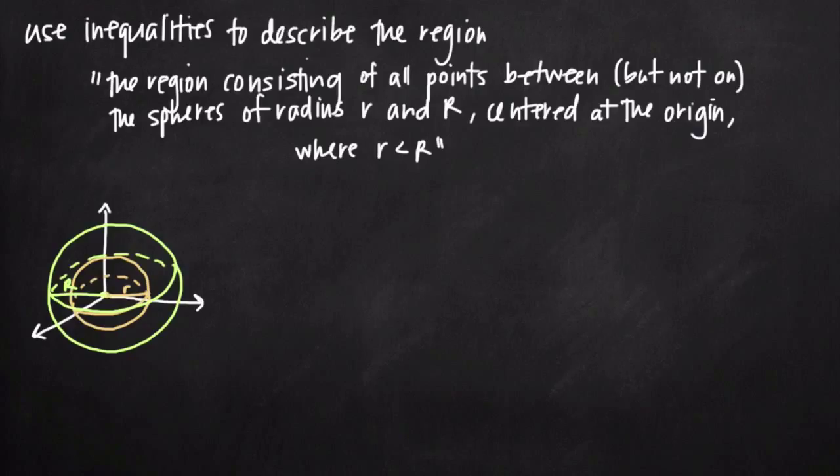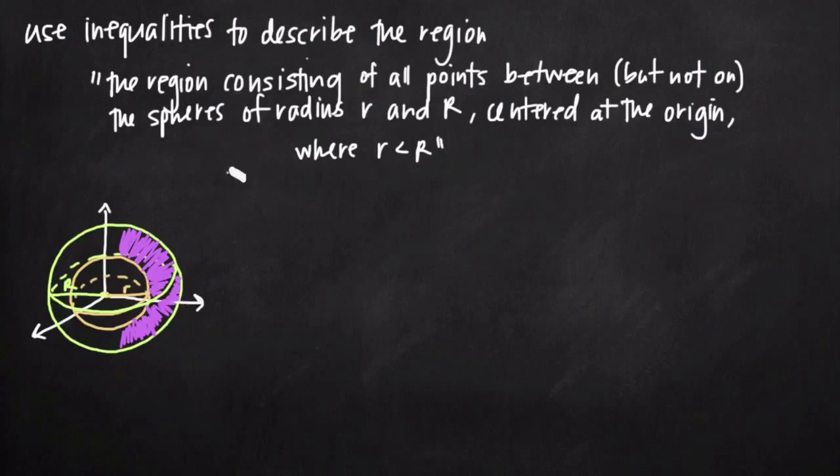So now, how do we use inequalities to describe the region between them? What we're looking for is the region that's inside the larger sphere, but outside the smaller sphere. And it doesn't include the set of points on either sphere, just the points in between them. So all this space in here, that is inside the larger sphere but outside the smaller sphere, that's the region that we're looking to describe.